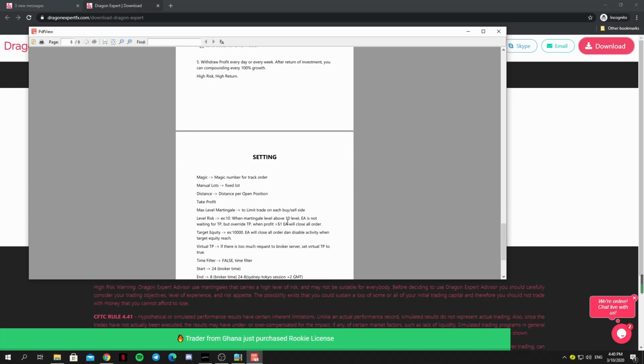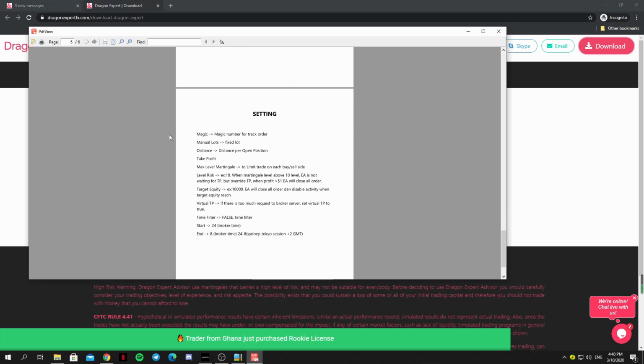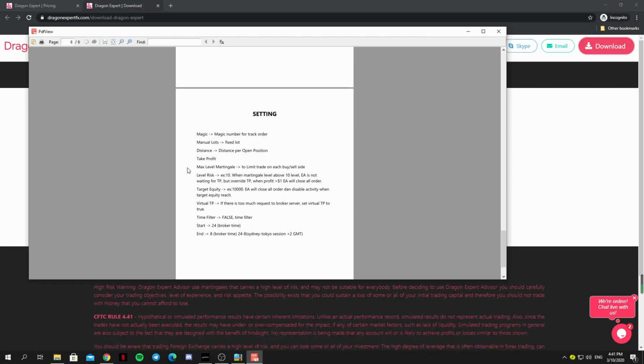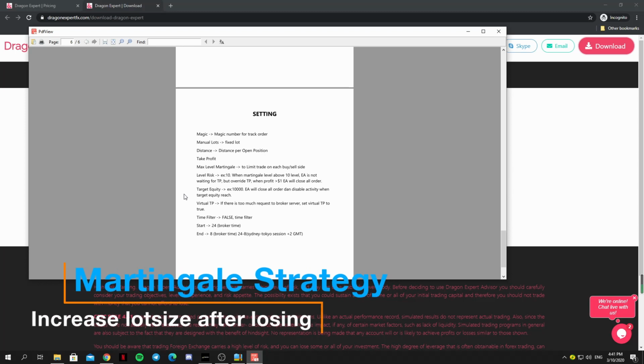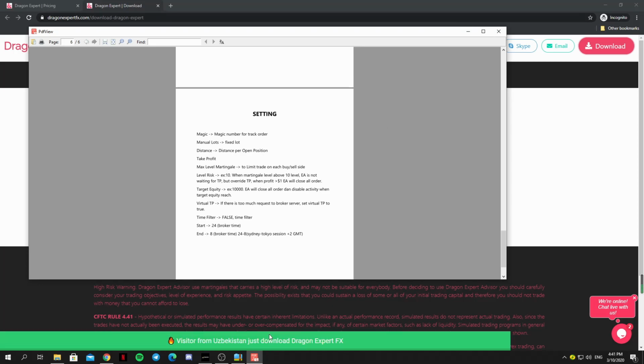So basically the settings here are nothing much, right? You can choose your magic number, your lot size, your distance, take profit, and your max level of martingale. So we can know that this expert advisor is actually using a martingale strategy. Okay, without further ado, let's go to the strategy tester.